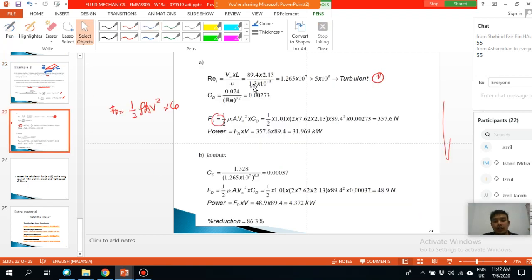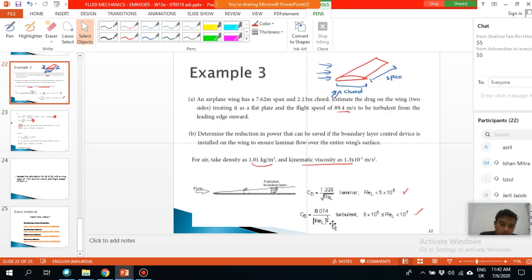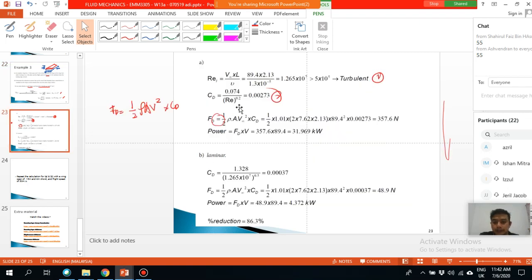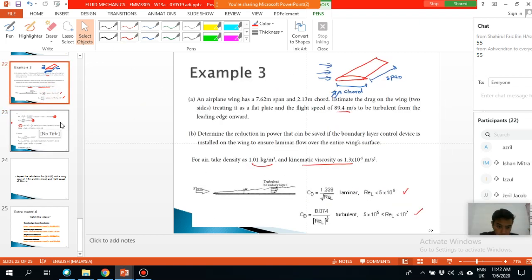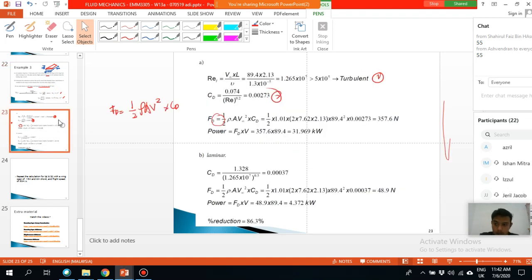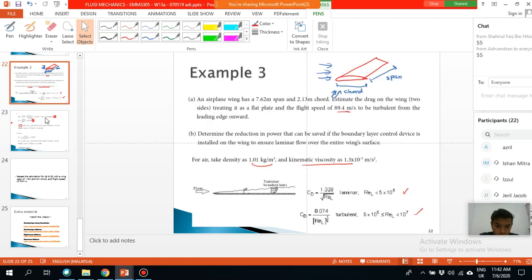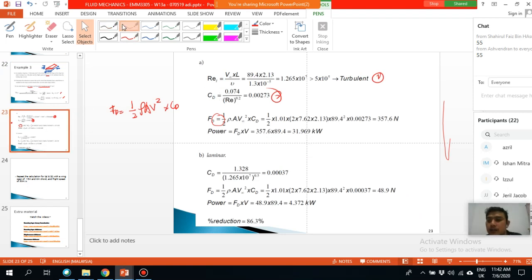So here your length is 2.13, and your kinematic viscosity is 1.3 times 10 to the power of -5, so you get a Reynolds number of 1.2 times 10 to the power of 7. So we know directly this is a turbulent flow. Because it is turbulent, you should use equation number 2. Okay, correct? Yes, doctor. So you use the coefficient of drag of turbulent formula.